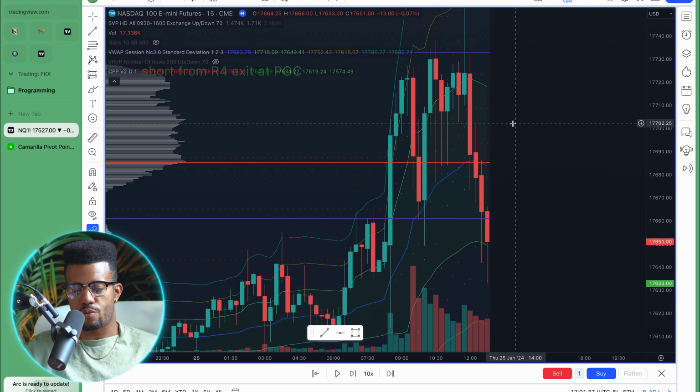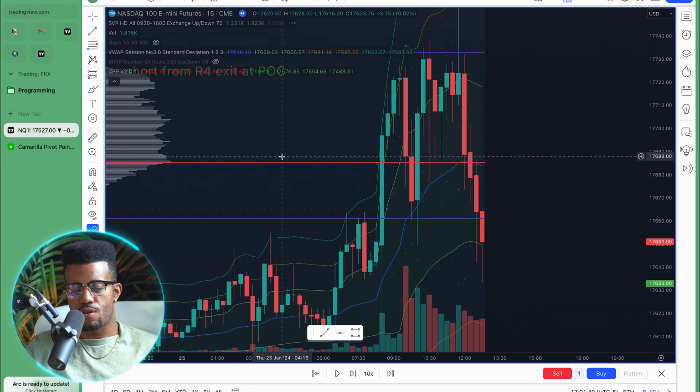So there's a lot of stuff on the chart, but we're going to zoom in. So we can see that there's a cam level here with these red dots.